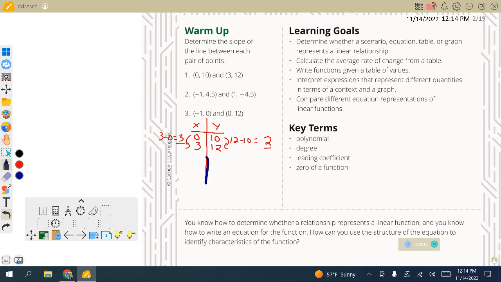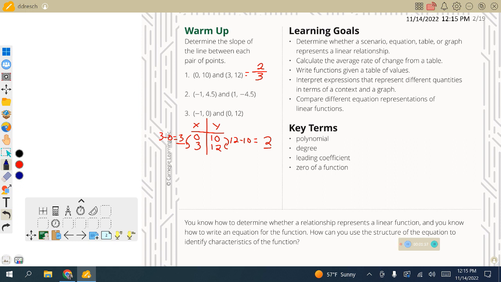So when I write up this answer here, what we say is the rate of change, which is another way to say the slope. How do we write this up? Do we write it as 2 over 3 or 3 over 2? 2 over 3. It's the y's over the x's, the rise over the run. This is the rise, this is the run. So our slope is 2 over 3. Okay? Always, always, always, y is over x.